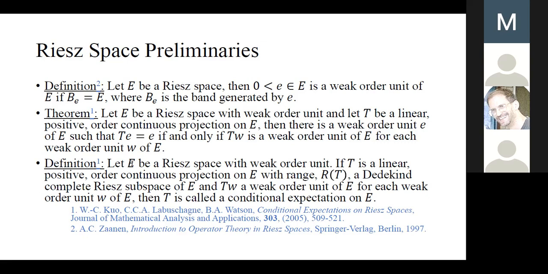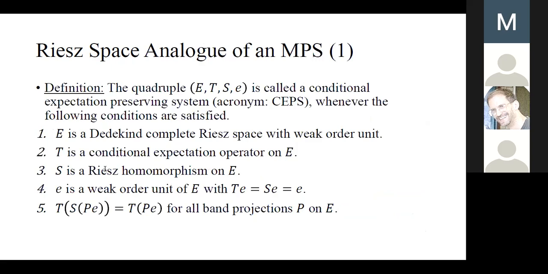And here, from this original definition, we don't need the space to be Dedekind complete or Archimedean. We just need a Riesz space. But with more structure, things get a bit nicer. And we'll see just now why we need Dedekind complete. Right. So now we're going to make this Riesz space analog of a measure preserving system.